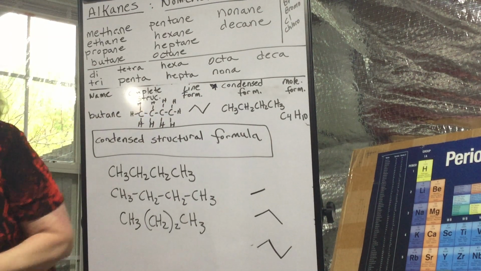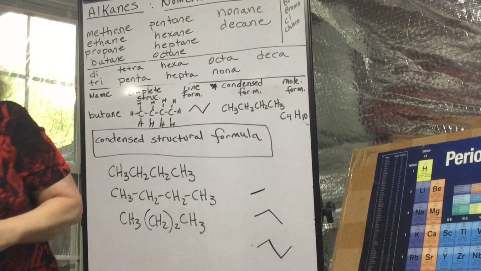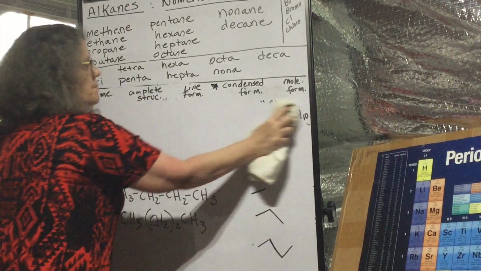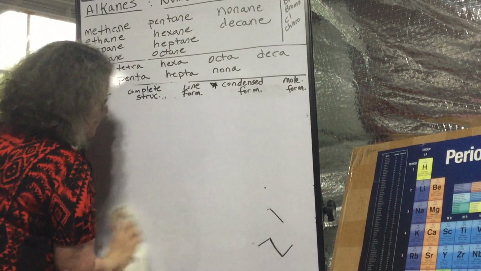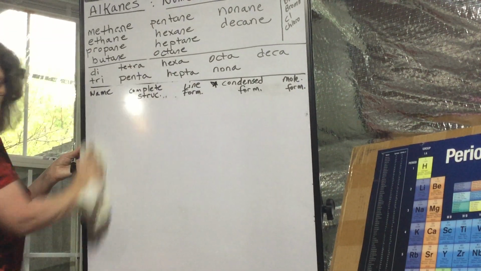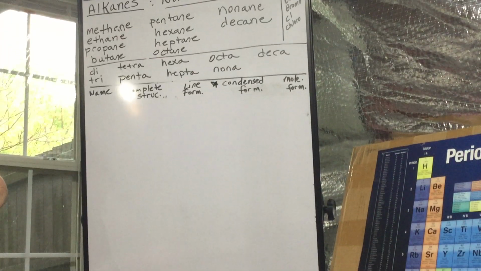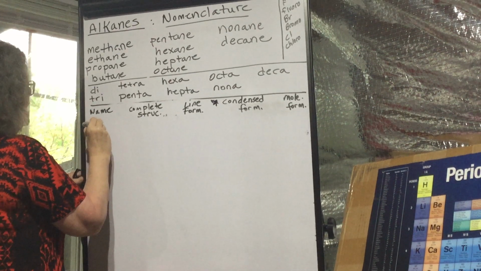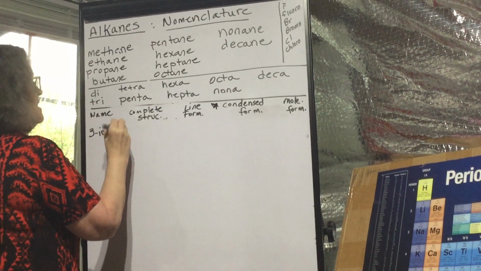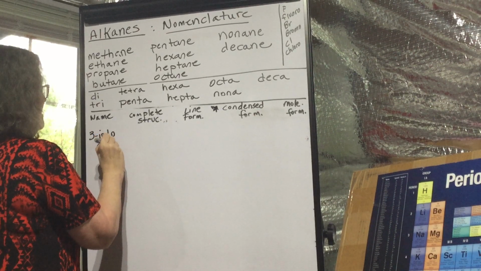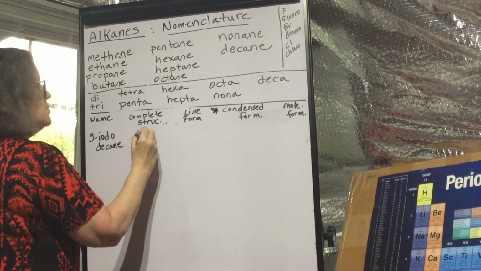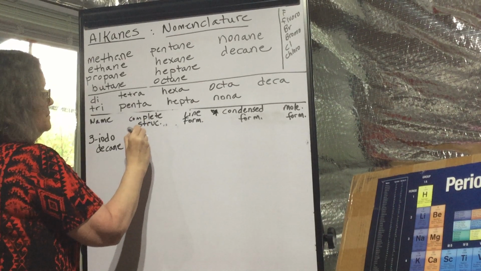Now, let's take another example and how to do this. So that's butane. Let's clean this mess up and do another one. Let's do 3-iododecane. 3-iododecane. Okay? You write the parent first. Let's do complete structural.